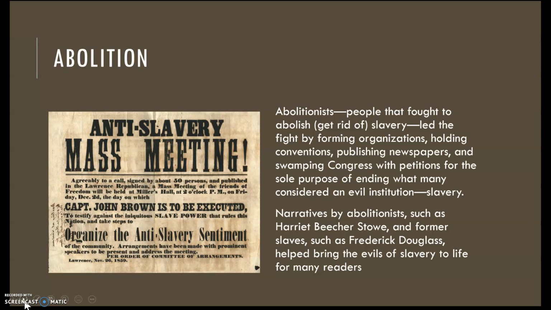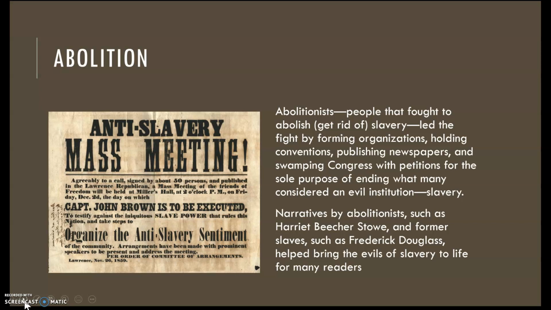Now, abolitionists were people that fought to abolish or get rid of slavery. They led the fight by forming organizations, holding conventions, publishing newspapers, swamping Congress with petitions for the sole purpose of ending what many considered an evil institution, slavery. Abolition is the idea of abolishing or getting rid of slavery, and the people that promoted abolition are called abolitionists.